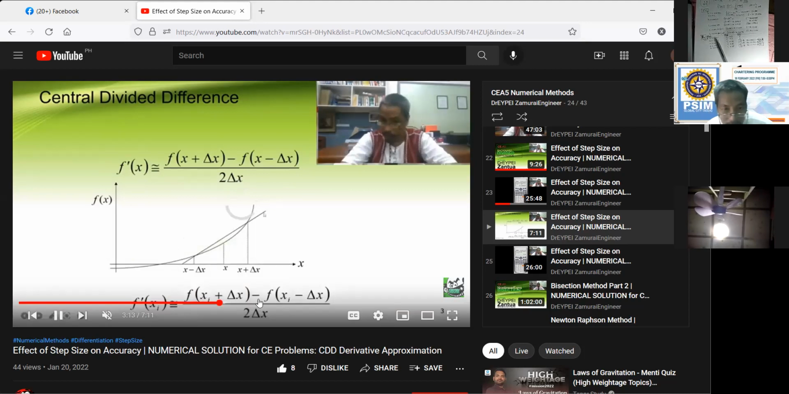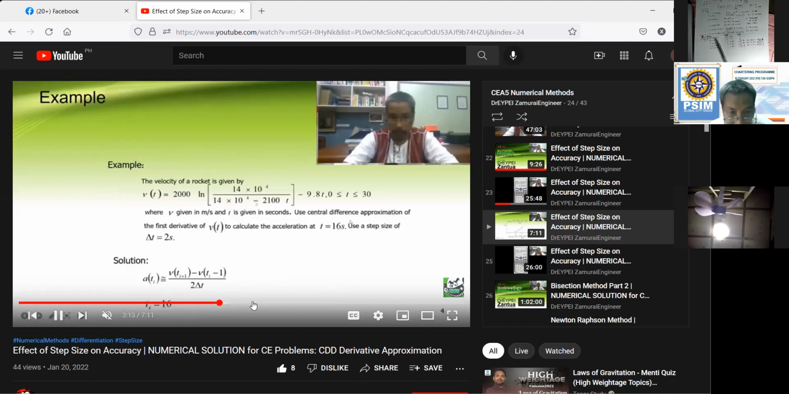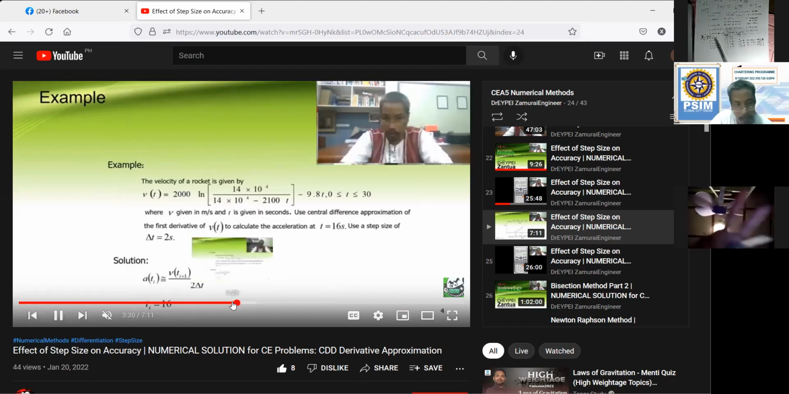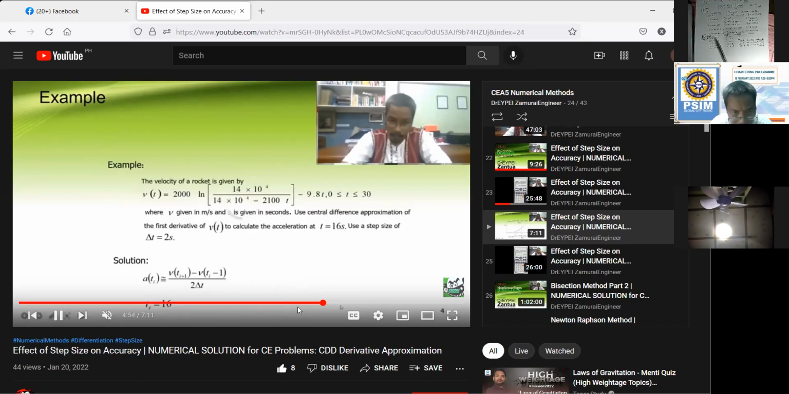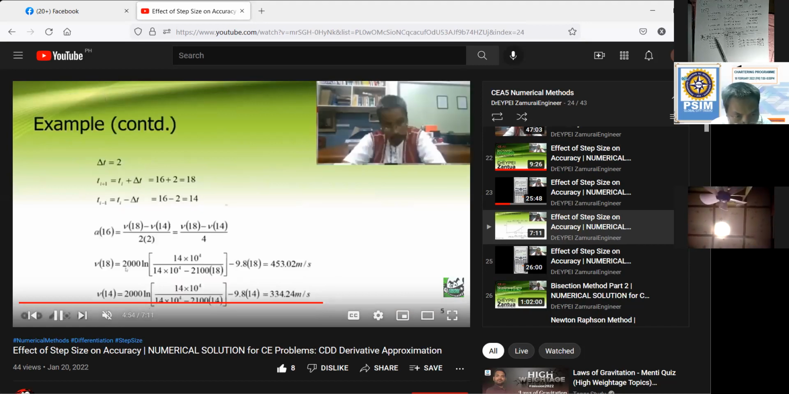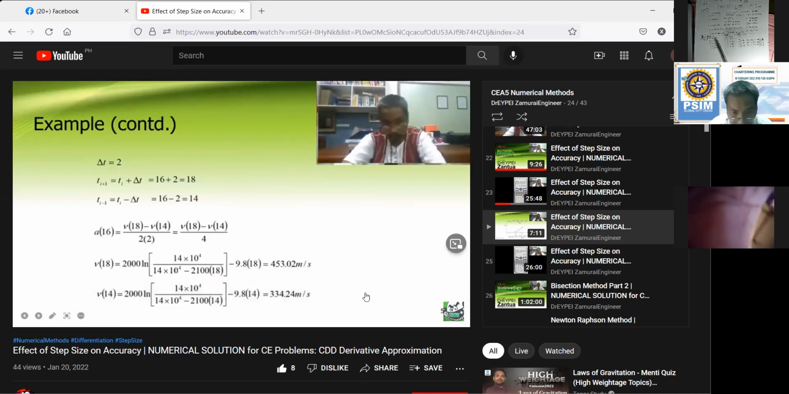So we are now on number 24. We now have the example. Use a step size of 2 seconds. We already have the answer for this. This is the explanation for that. Step size is equal to 2 seconds. Let's find the next problem where we can have a smaller step size. Smaller step size.